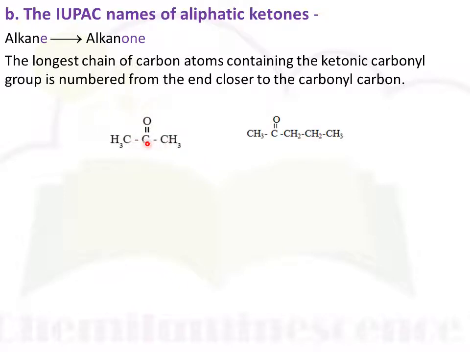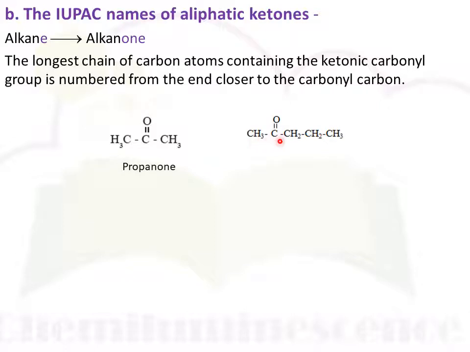In this, if you observe, the carbonyl carbon is present at the center of this longest chain. Hence, we can start numbering from here also and here also. So it is 1, 2, 3. There are 3 carbons present. So it is propane. And for writing the name of this ketone, you have to replace the E of propane by ONE. So its name is propanone. Next, here you can see that there are 1, 2, 3, 4, 5 carbons present, and from this end the carbonyl carbon is near. Hence, start numbering of this carbon chain from this end.